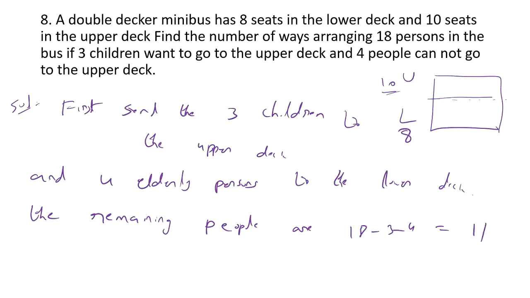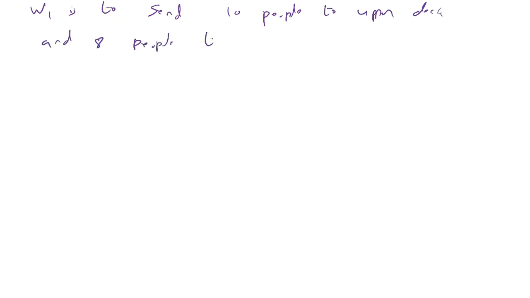So our task is to arrange these 18 people in this bus. This task can be divided into two works, namely W1 and W2. W1 is to send 10 people to the upper deck and 8 people to the lower deck. And W2 is to arrange these people.